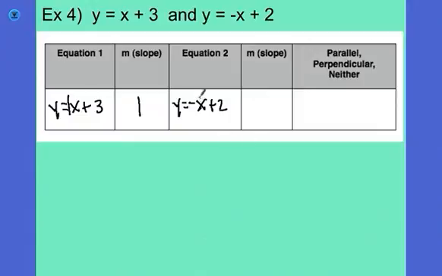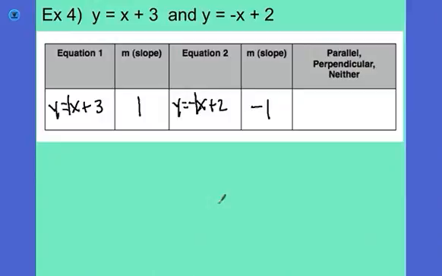My slope is my number in front of x, and remember, if there's not a number there, I can write in a 1. But because I had a negative in front of that x, my slope would be a negative 1. For these two lines to be parallel, they have to have the same slope. 1 and negative 1 are definitely not the same.